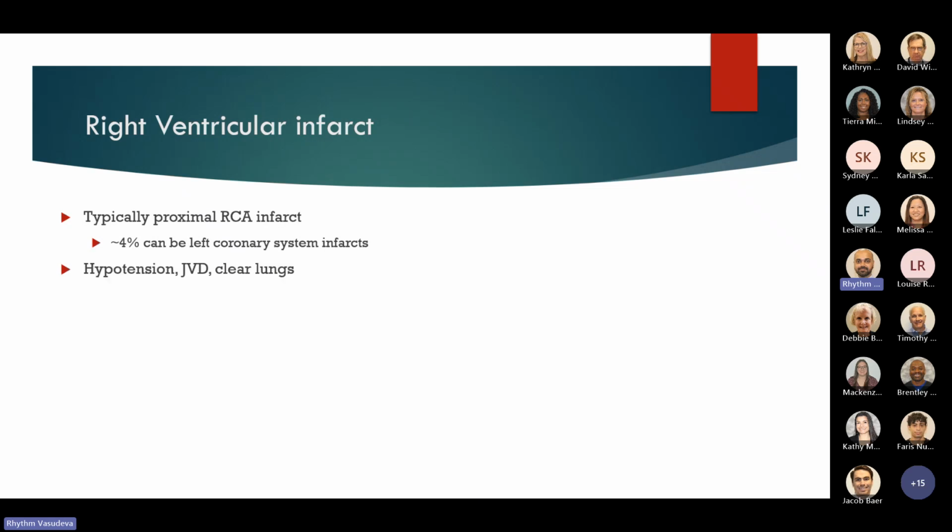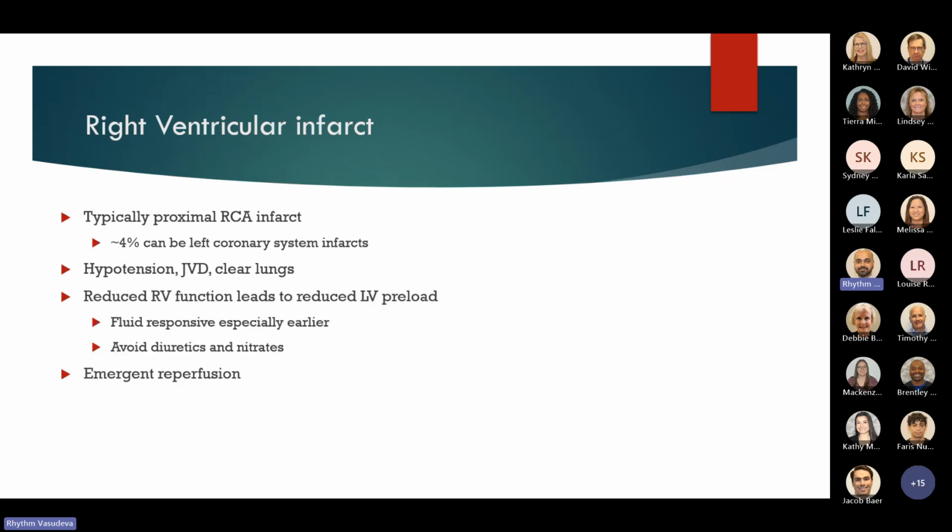These are the things you see on clinical exam. They're pretty hypertensive and have JVD, but when you assess their lungs, the other markers typically associated with LV dysfunction are absent. Reduced RV function leads to reduced LV preload, eventually causing hypotension. So they are great responders to fluids, especially in the early setting, when a lot of remodeling hasn't taken place. In the later part of the MI, they might not tolerate volume very well either. They do need emergent reperfusion, and volume isn't the only thing you'll do for them. But you should avoid diuretics and nitrates.